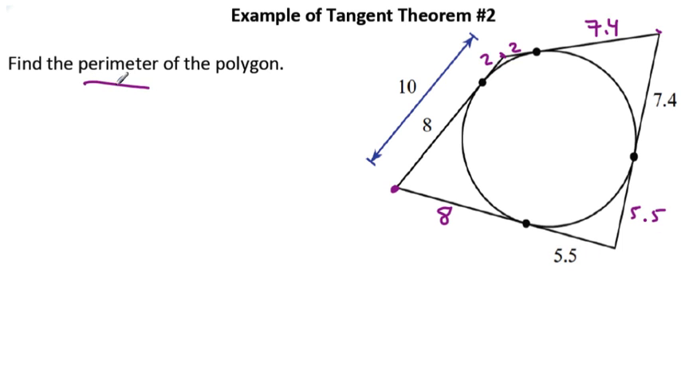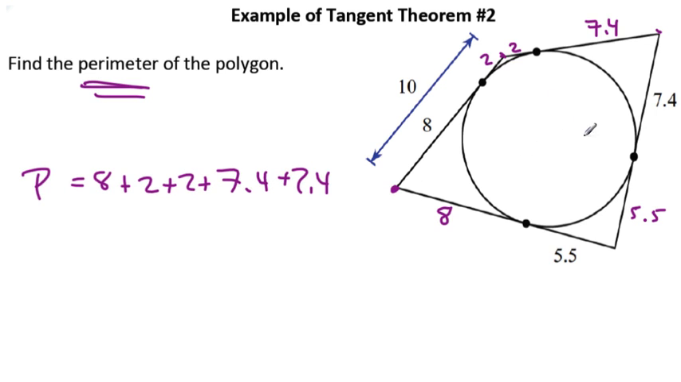They want the perimeter. Remember, perimeter is all the way around the outside. So the perimeter is going to equal, all right, here we go. We get 8 plus 2 plus 2 plus 7.4 plus 7.4. See how this is going? Man, I could have made this easier by using some multiplication or something like that. 5.5 plus 5.5 plus another 8.